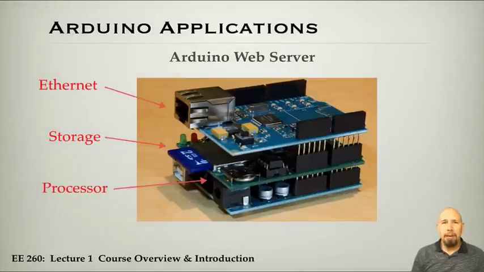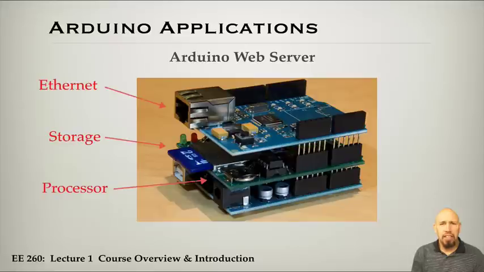Here is an example Arduino application. This is just the connections, but this is an Arduino web server. So we can connect to the internet through Ethernet. So this is an Ethernet card. There's storage on here that actually will store the web pages and web data, like pictures and such. And then, of course, there's the processor, the Arduino itself. All of this together in a tiny little package can be used to create a web server.